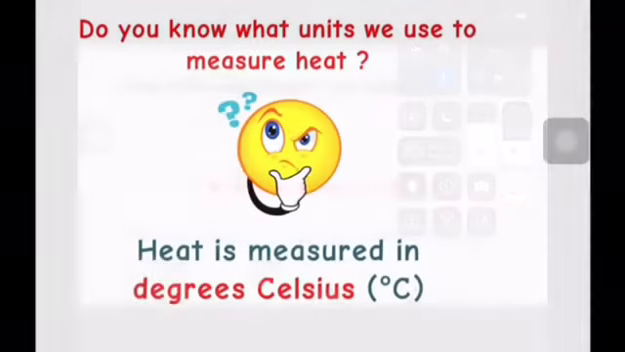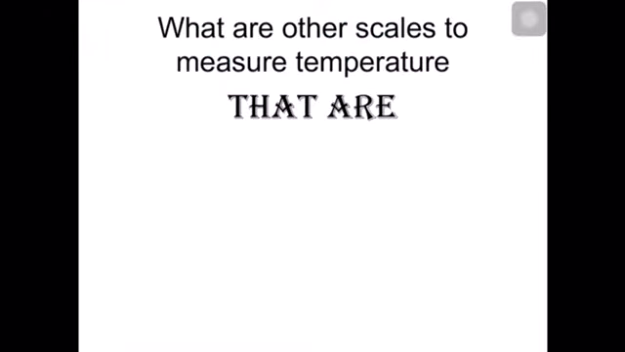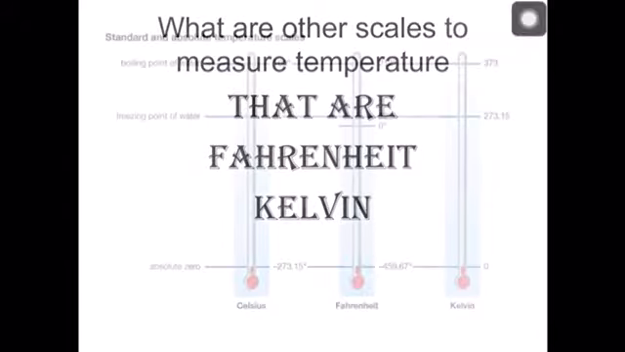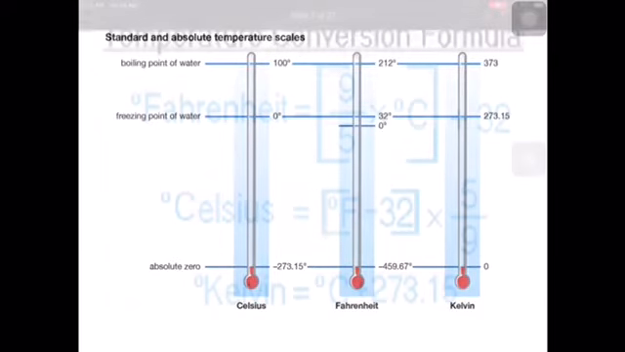Do you know what units we use to measure heat? Heat is measured in degrees Celsius. Are there any other types of scale? What are other scales to measure temperature? They are Fahrenheit and Kelvin. On the Celsius scale, the freezing point of water is 0, whereas its boiling point is 100 degrees. On the Fahrenheit scale, the freezing point of water is 32 Fahrenheit, whereas the boiling point is 212 Fahrenheit.